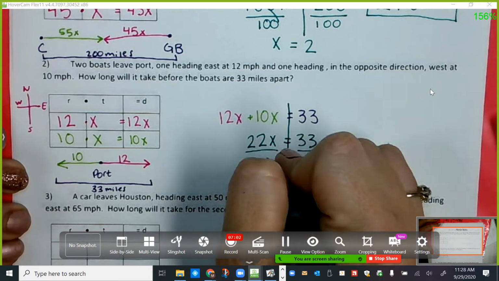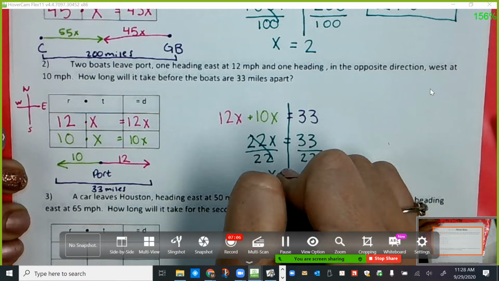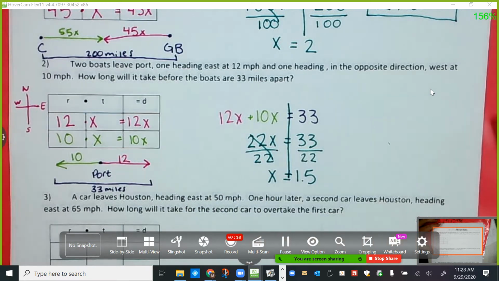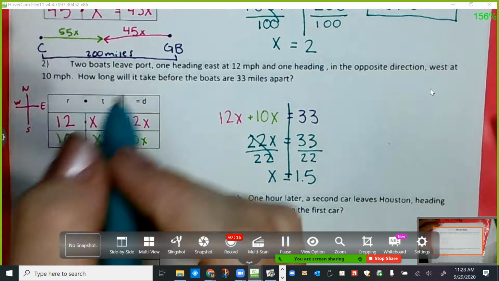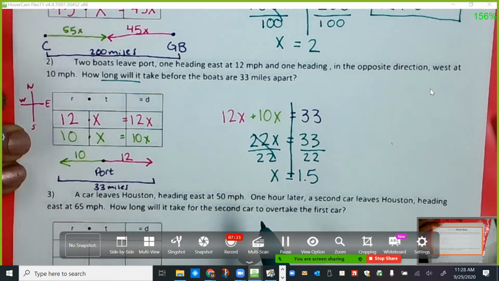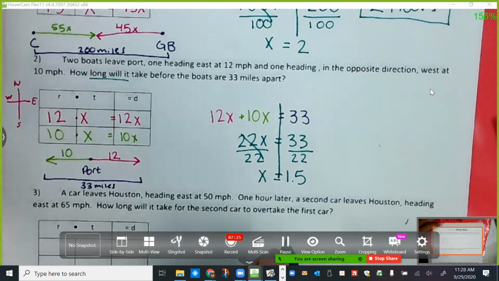Divide both sides by 22. X equals 1.5. Now, before we keep going, it says how long will it take before the boats are 33 miles apart? So we want to know time. How long? Okay, so T, what represented our T? X. So 1.5. Now, 1.5, how do we write that in hours and minutes?